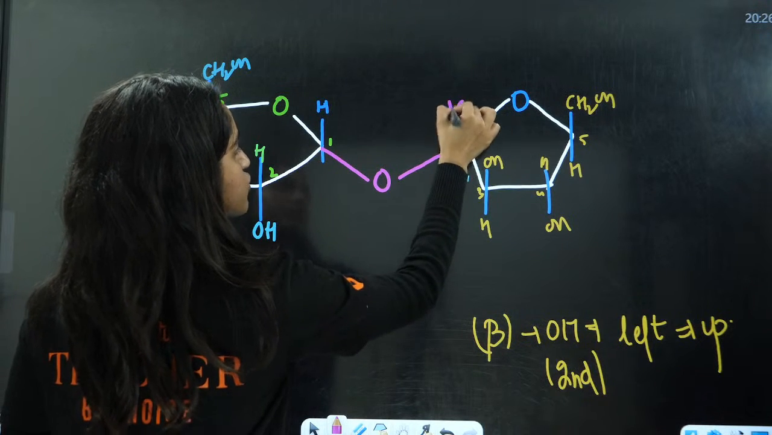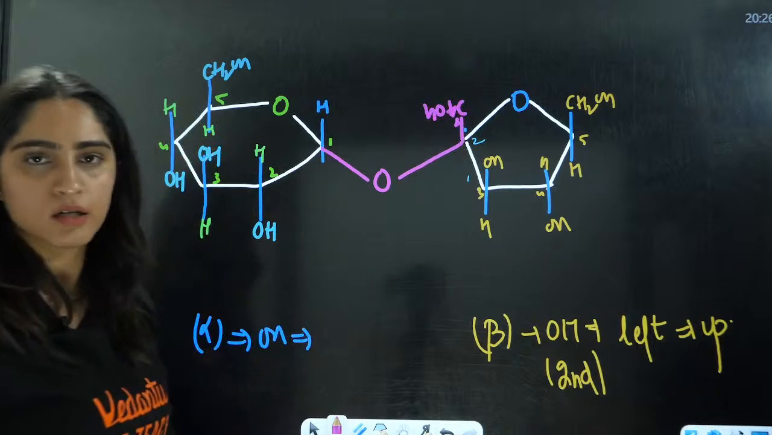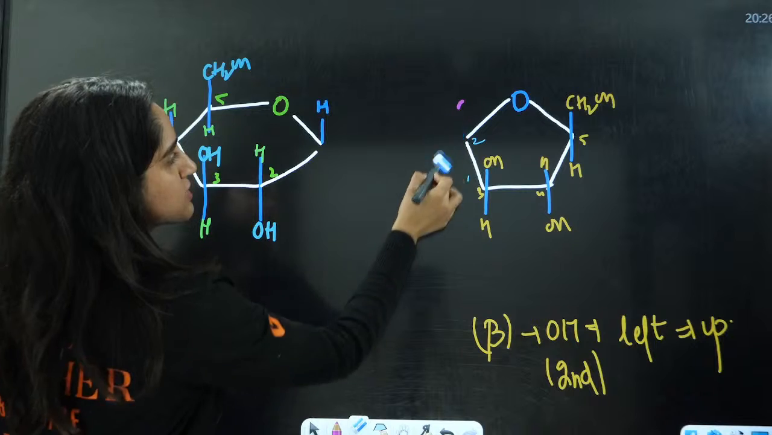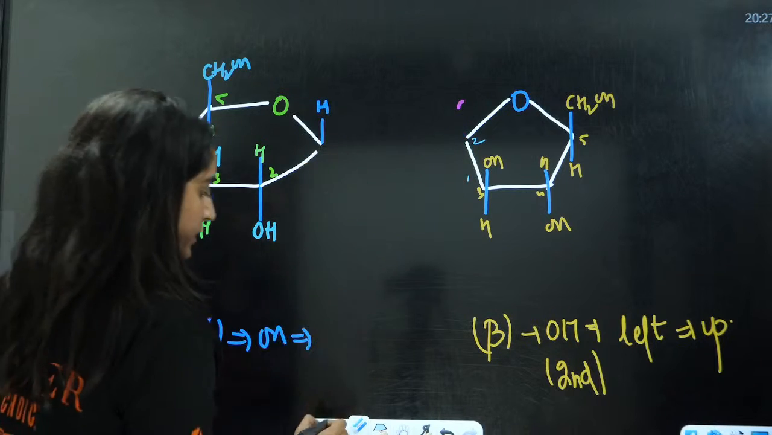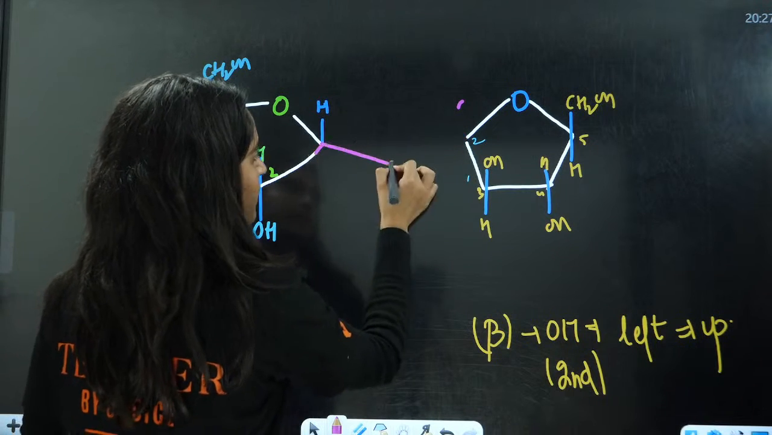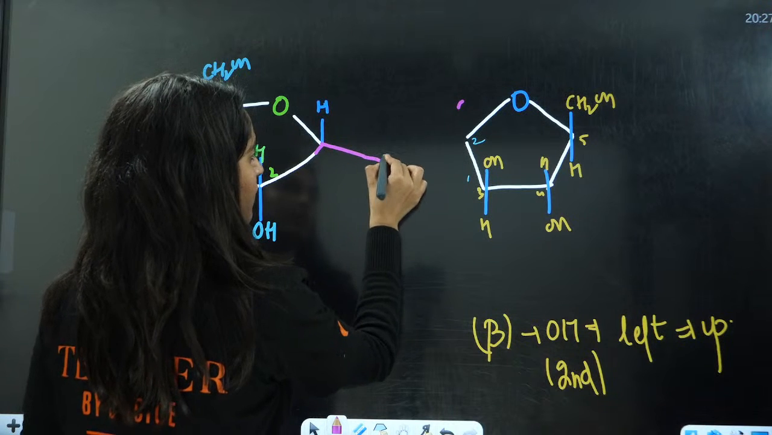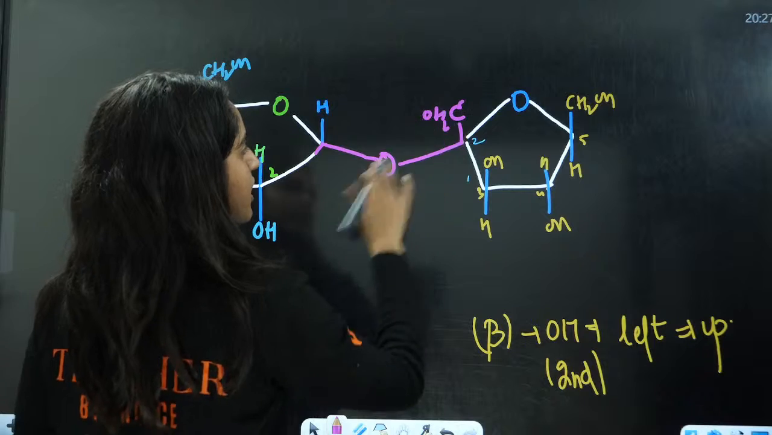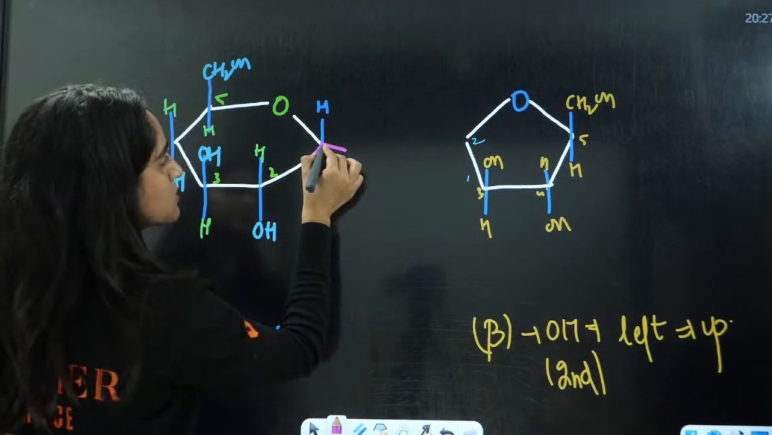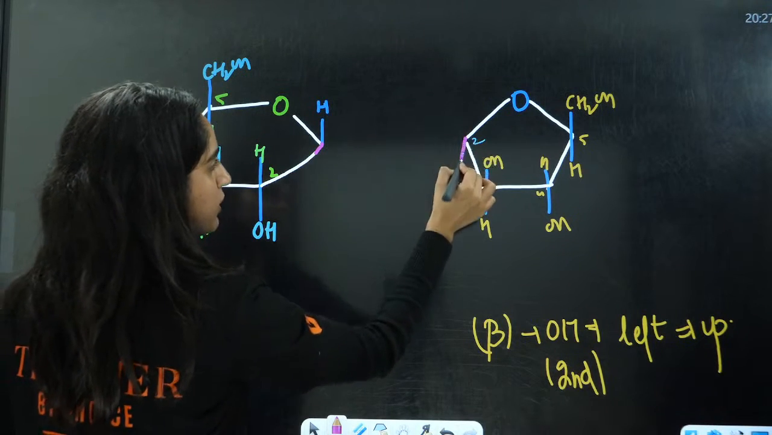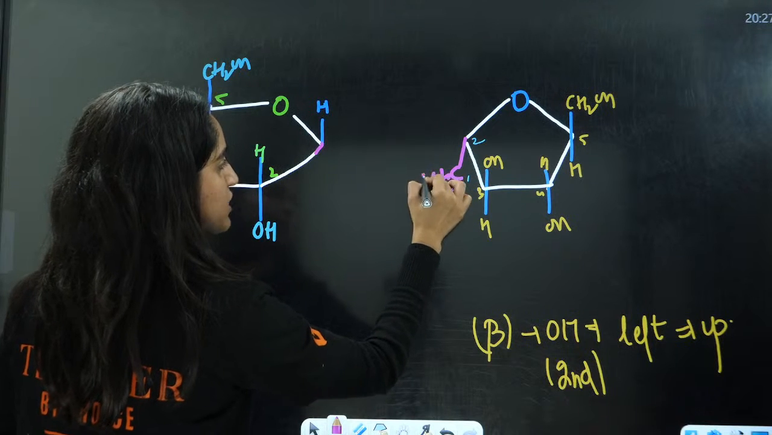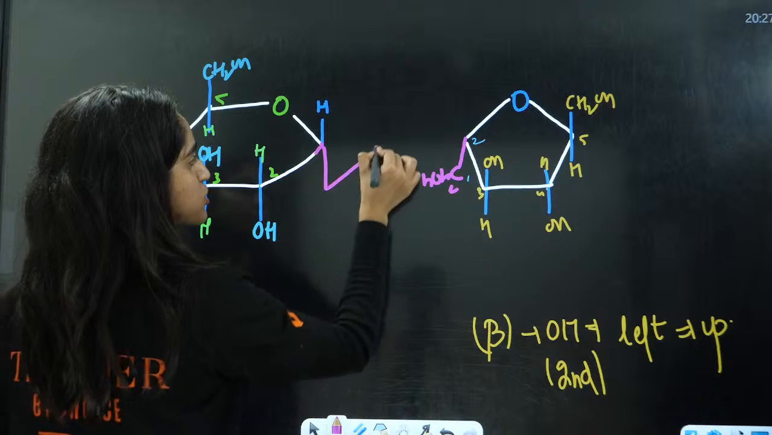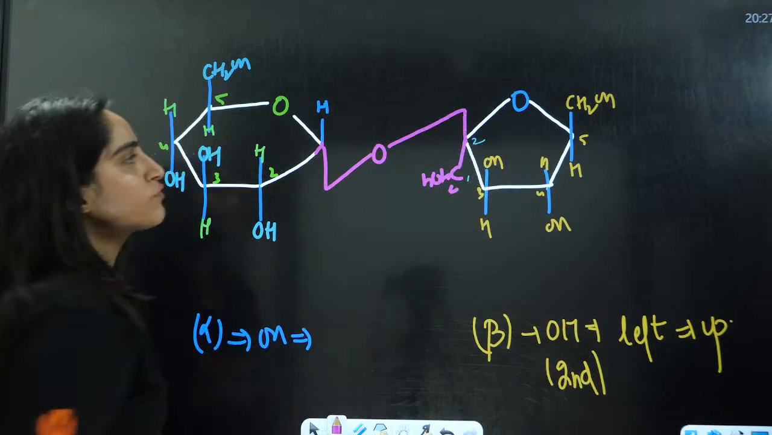Oxygen, and this is CH2OH. That's totally your choice. In some books, this is also written as something like this. This is O, this is O, this is this. You will see this is CH2OH. In some books, they have drawn CH2OH and this is oxygen. This is oxygen here, and the oxygen from this one.